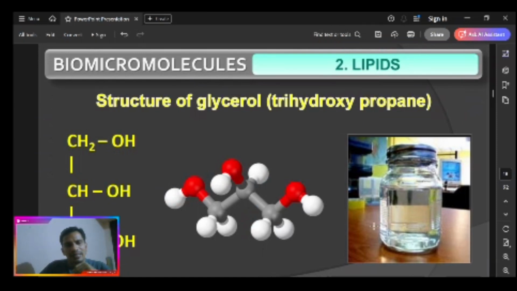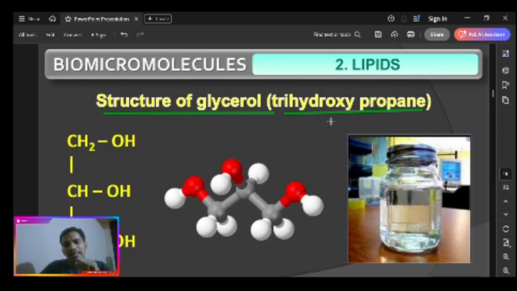Next slide. See, structure of glycerol. Fatty acid plus glycerol, sorry, fatty acid plus alcohol. That's trihydroxypropane, the structure of glycerol. Glycerol, nothing but what you know?